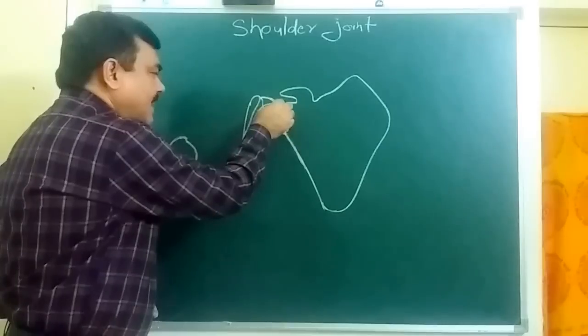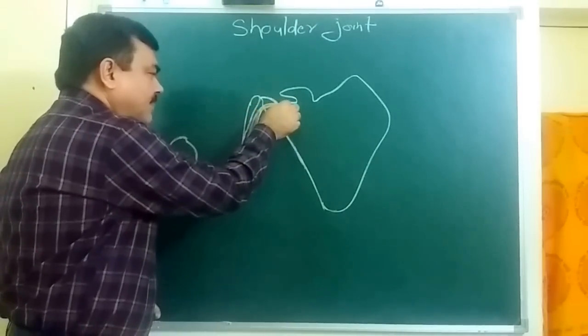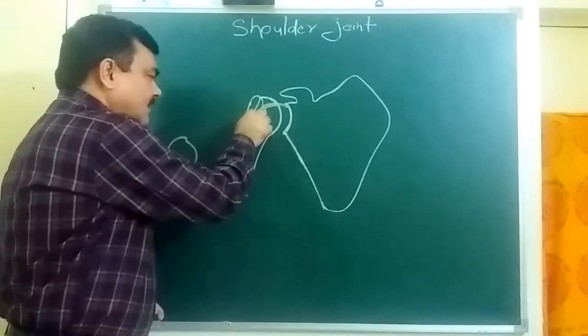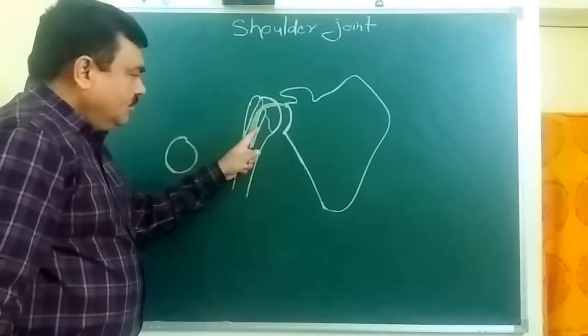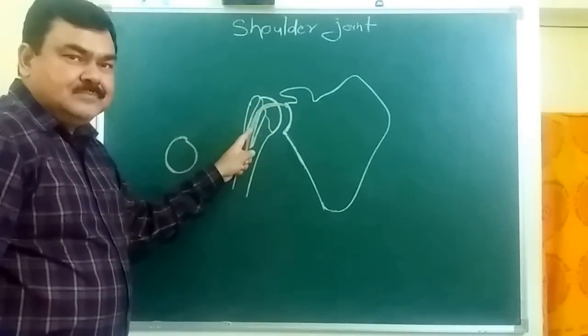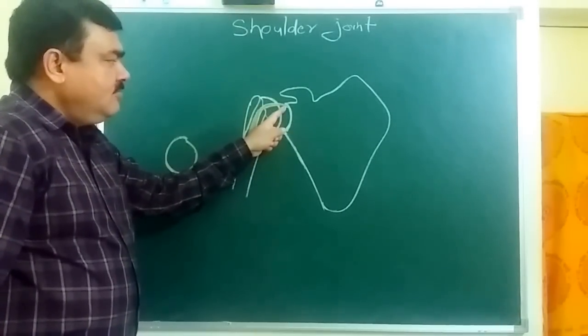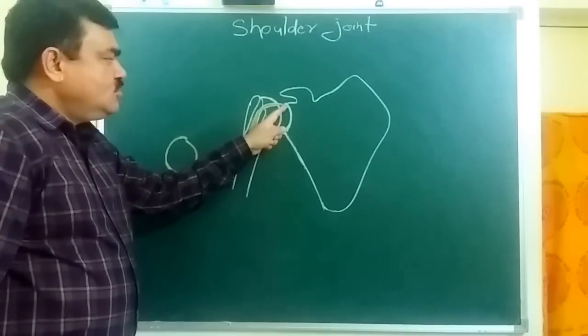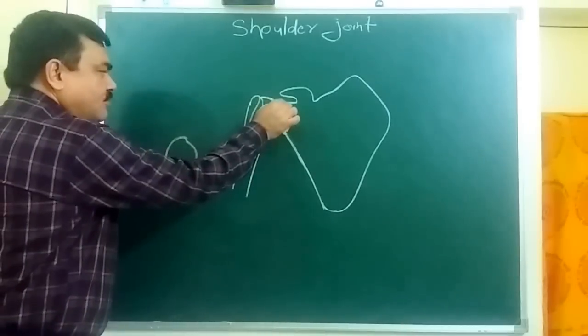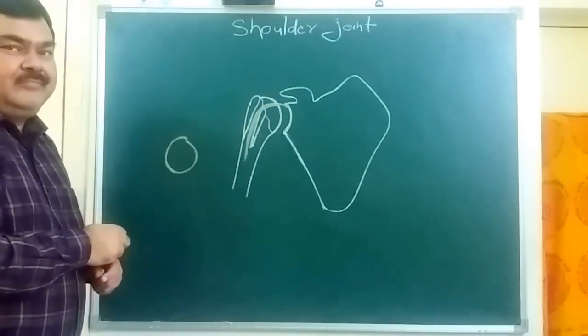This long head of biceps brachii passes through the bicipital groove. So this is the long head of biceps which is attached to the supraglenoid tubercle. This is the supraglenoid tubercle.